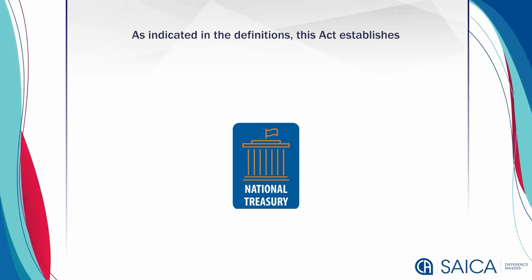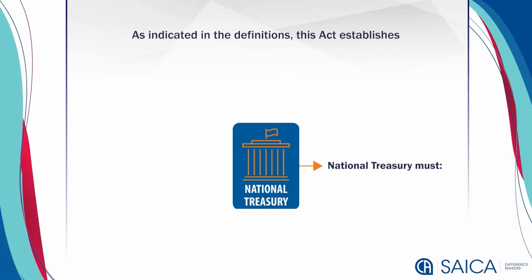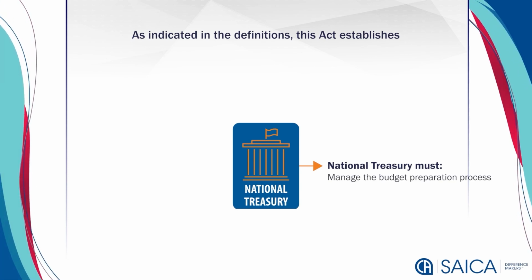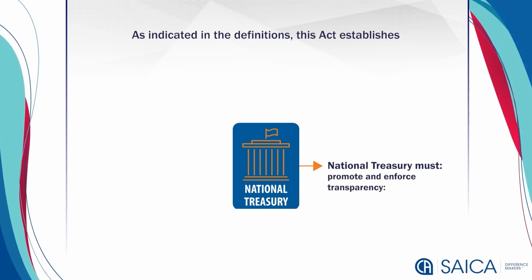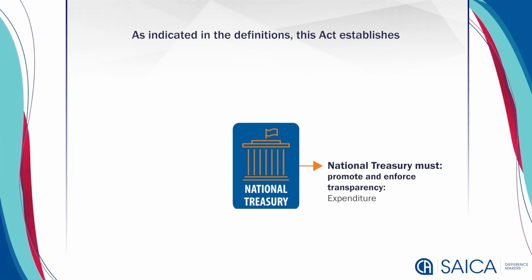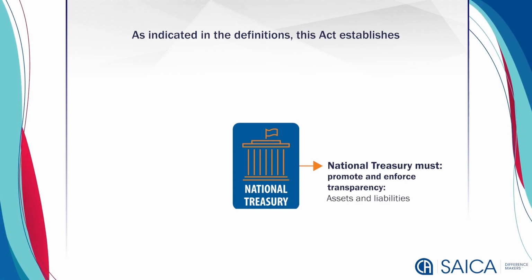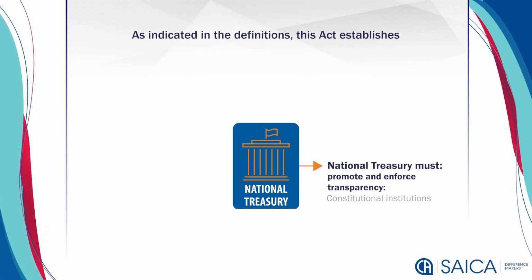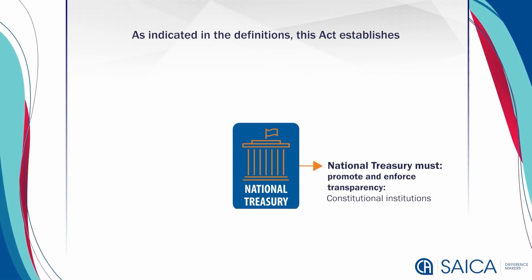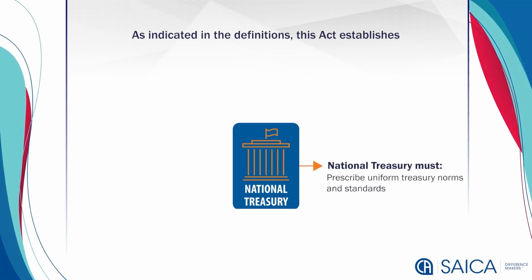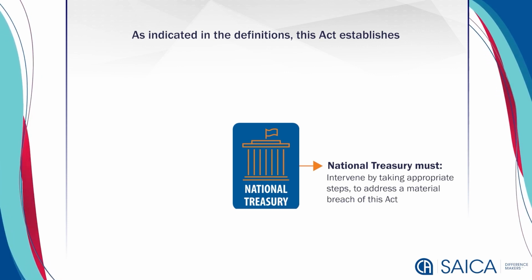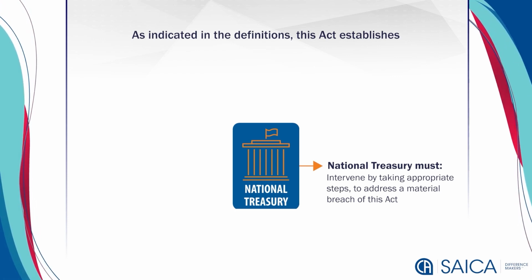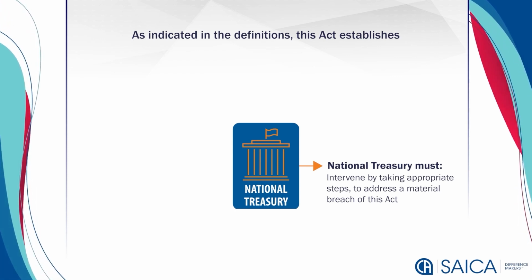Amongst items indicated in Section 6, the National Treasury must manage the budget preparation process, promote and enforce transparency and effective management in respect of revenue, expenditure, assets and liabilities of departments, public entities, and constitutional institutions, must prescribe uniform Treasury norms and standards, and must intervene by taking appropriate steps to address a serious or persistent material breach of this Act by a department, public entity, or constitutional institution.